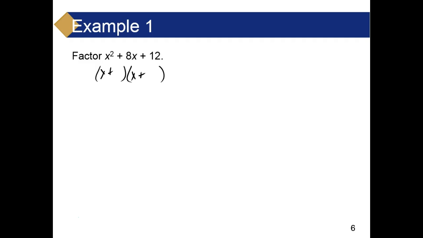Now, we're looking for two numbers that multiply to be 12 but add to be 8. 6 and 2, you just factored a trinomial, didn't you? 6 and 2 or 2 and 6, it doesn't matter which. I always like to check it to make sure I got it right. X times x is x squared, plus 6x plus 2x is 8x, plus 12. Got it. See how easy this is?